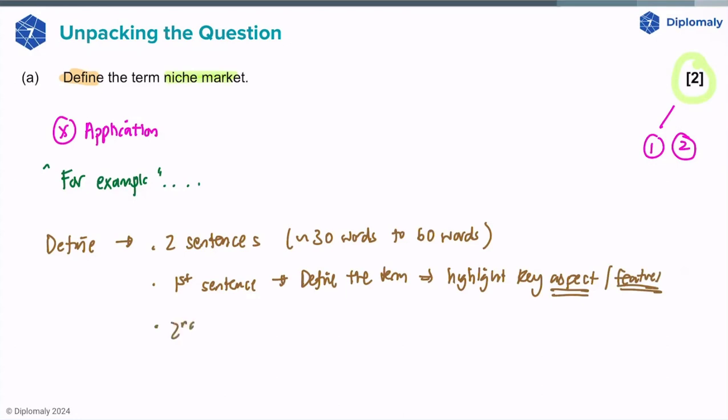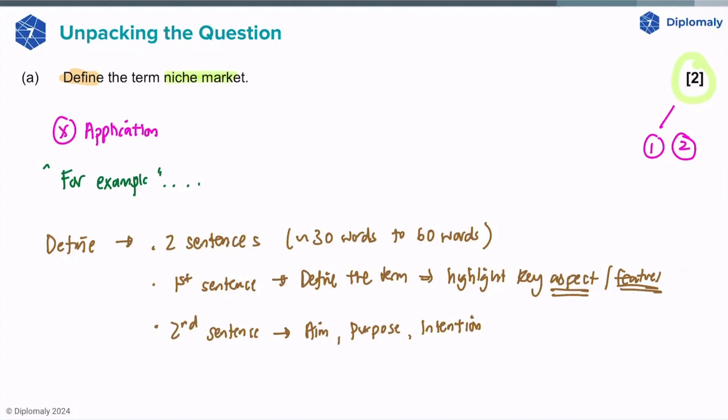The second sentence, instead of giving examples of what a niche market is, you can extend by talking about what a niche market aims to do, or what a business aims to do through marketing towards a niche market. You can talk about, for example, in the context of a different business management terminology, the purpose of that key terminology for the business, or the intention of having that BM terminology for the business.